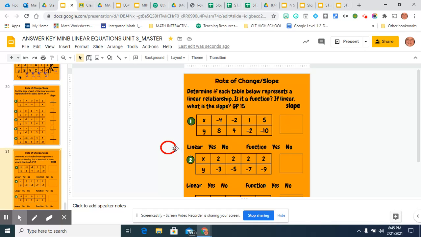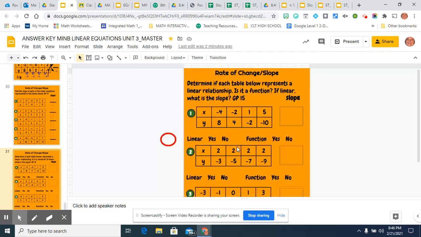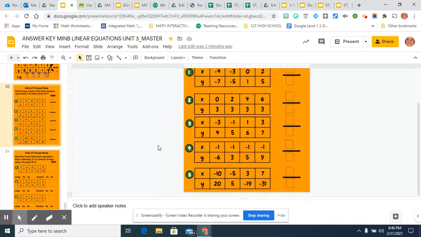Also, if it's linear, you're going to take one of these circles and put it around yes, and then determine if it's a function, because not every linear relationship is a function. So if it's a function, you're going to say yes. If it's not a function, you're going to say no. Also, remember, there are functions that aren't linear. So you can have something on here that's not linear, and it will not have a slope, but it is in fact a function. So those are the questions you need to ask yourself on GP 15. And that is finding slope from a table.